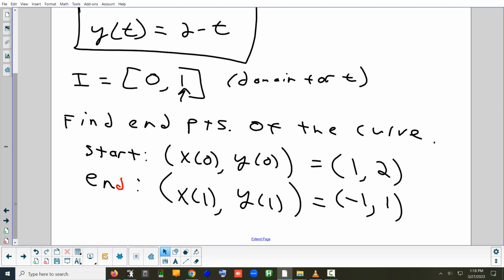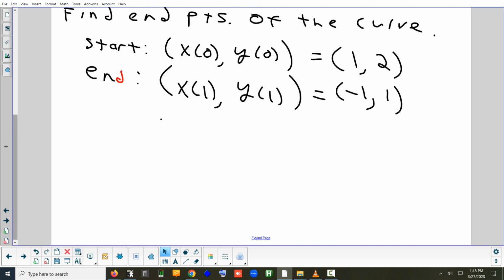And it's usually brackets. Bracket means you can include the 0 and the 1. So think about those 2 points: 1, 2, and negative 1, 1. So we're starting at 1, 2, and we're ending at negative 1, 1. Now, does it just go straight between the 2 points? We don't know. In this case, it does. It's just a line segment.